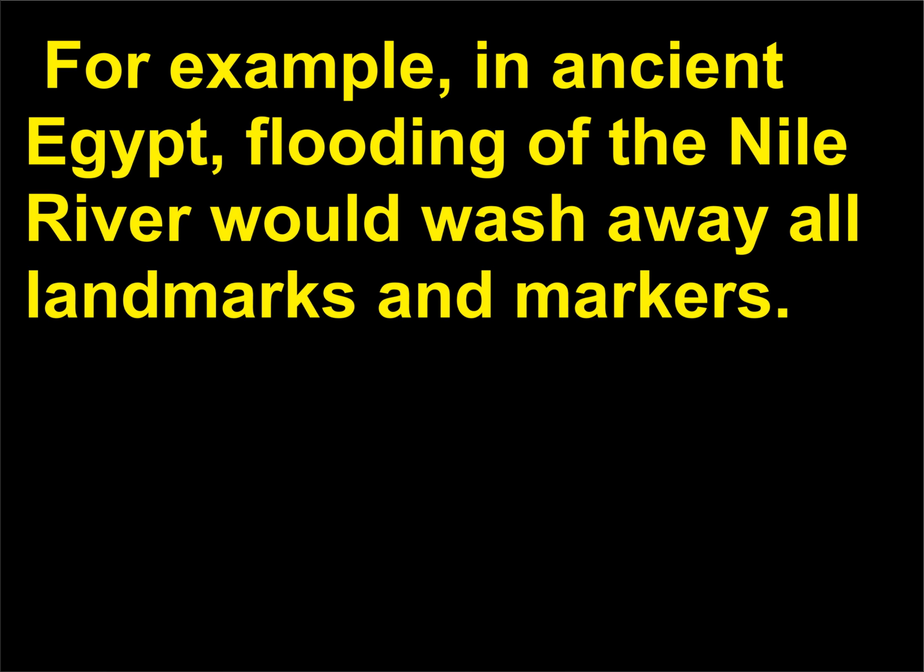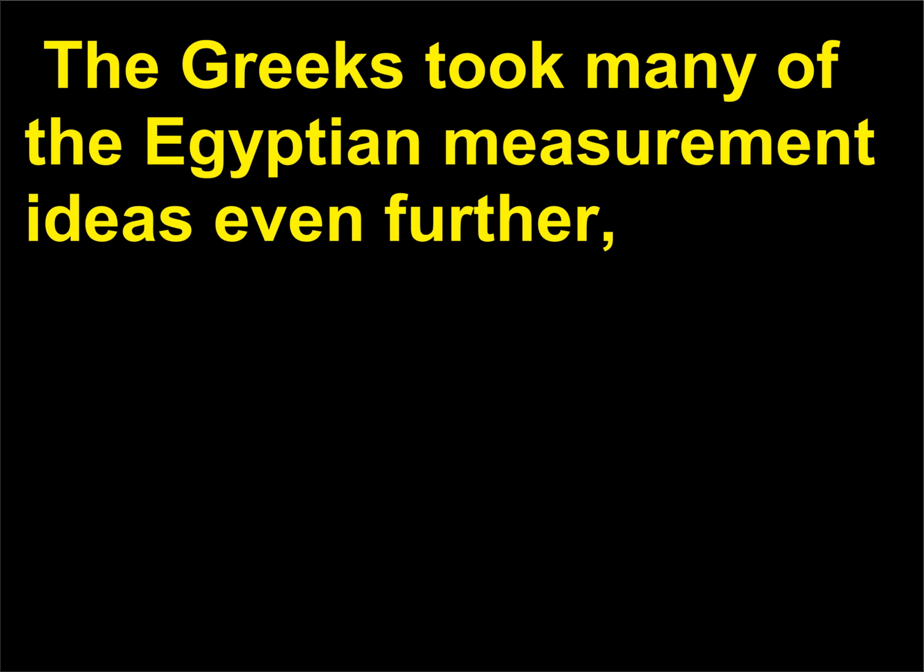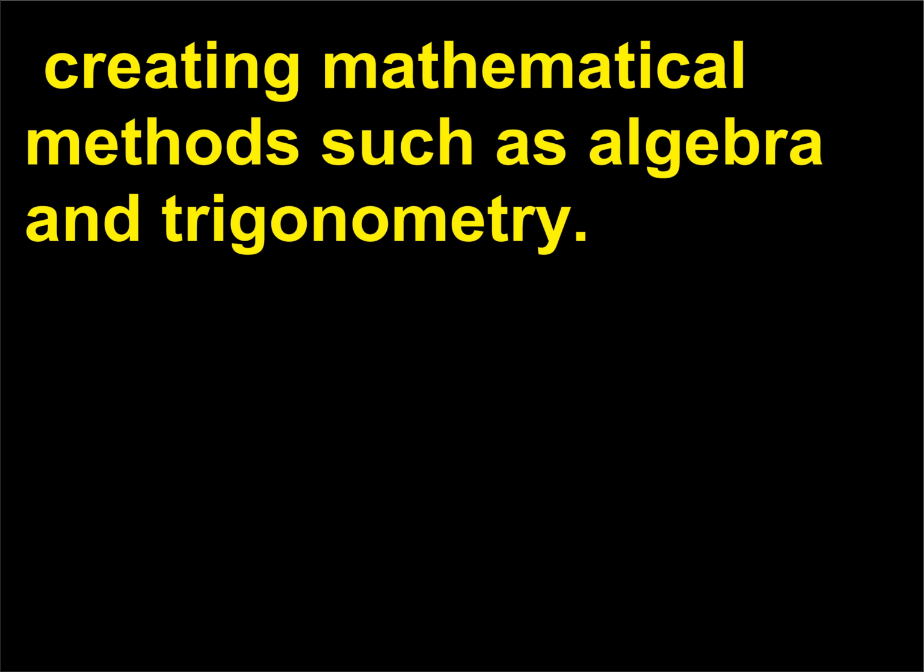For example, in ancient Egypt, flooding of the Nile River would wash away all landmarks and markers. In order to keep track of people's lands after the floods, a way to measure the earth had to be invented. The Greeks took many of the Egyptian measurement ideas even further, creating mathematical methods such as algebra and trigonometry.